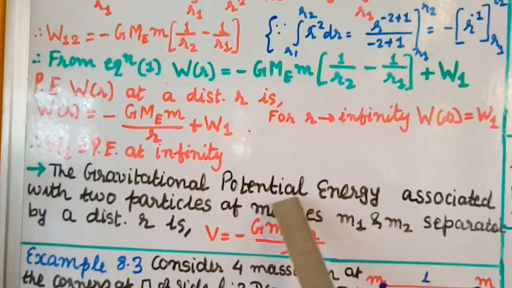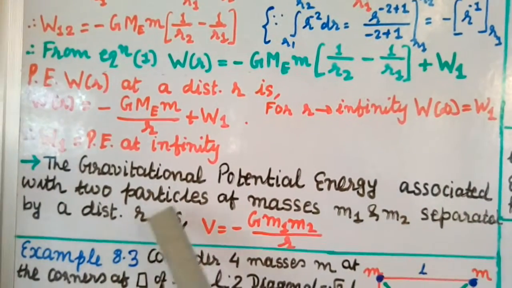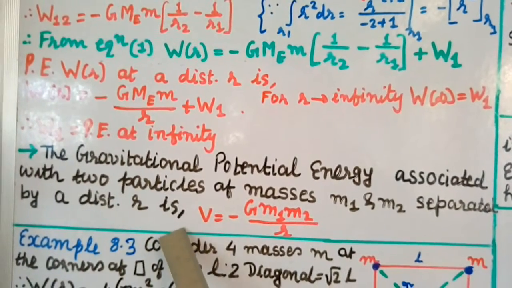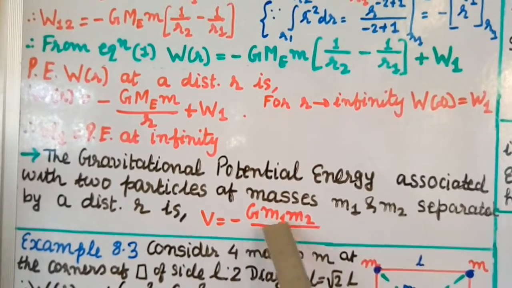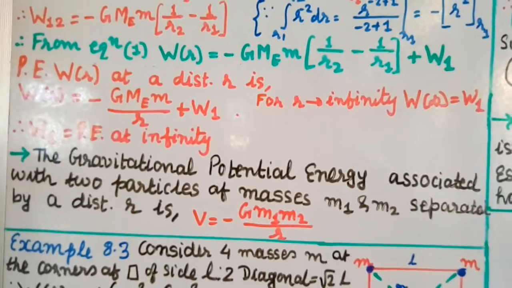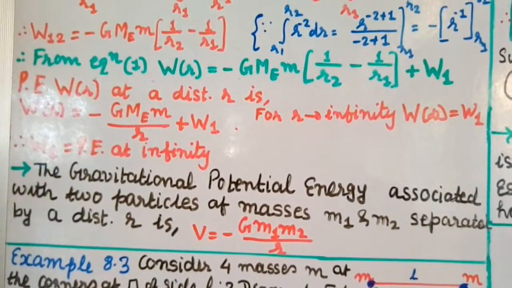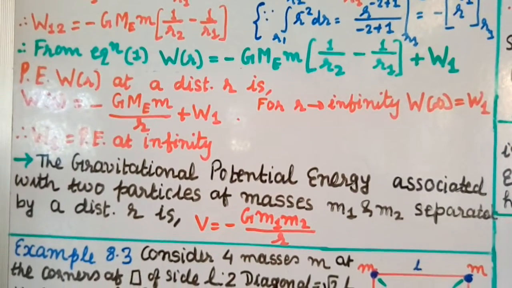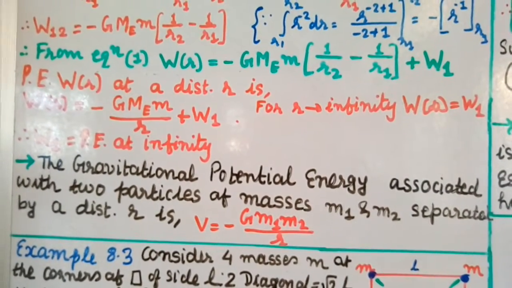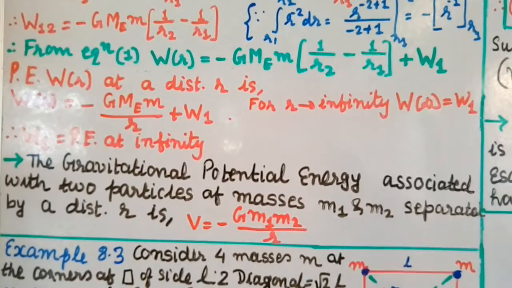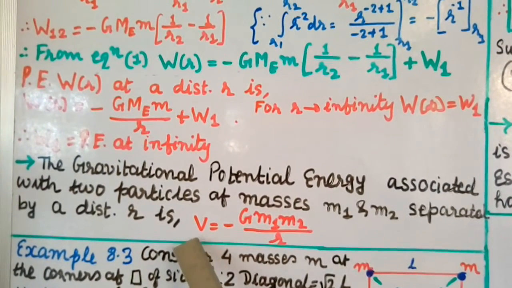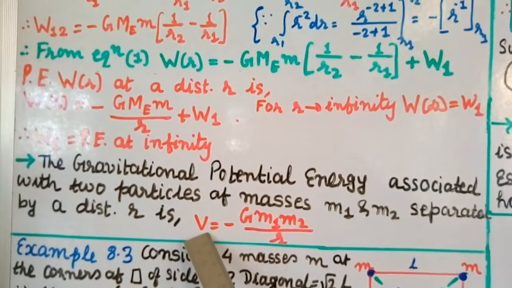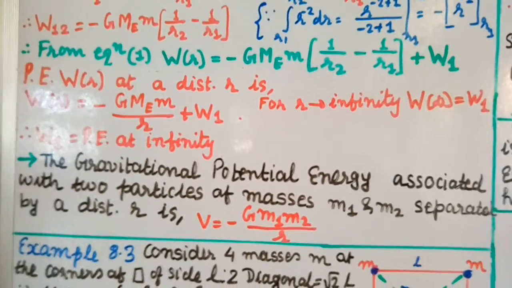The gravitational potential energy associated with two particles of masses m1 and m2 separated by a distance r is V equal to minus G m1 m2 by r. So we can combine what we have studied till now and say that the gravitational potential energy associated with the two particles m1 and m2 which are separated by r is given as capital V equal to minus G m1 m2 by r. We can use the symbol capital V or sometimes capital U for the potential energy.